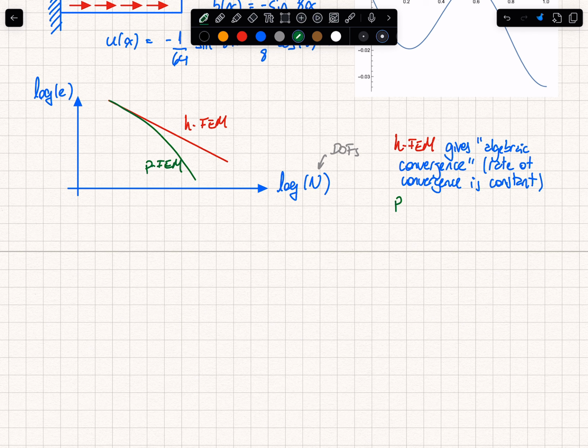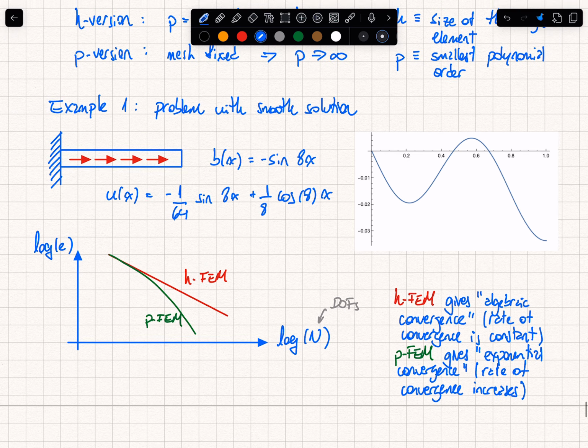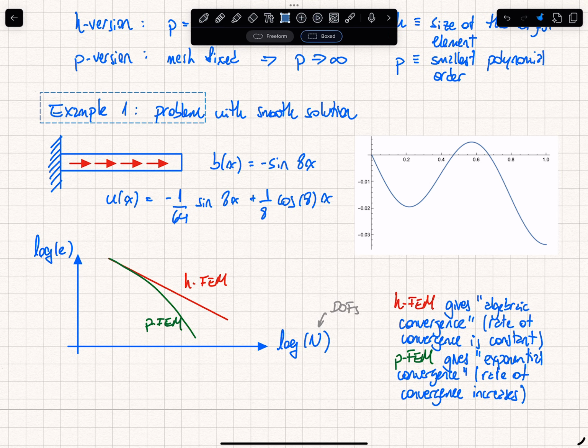Whereas p-FEM gives the so-called exponential convergence. The rate of convergence increases. Yeah? Okay, well, this is a nice problem, okay?